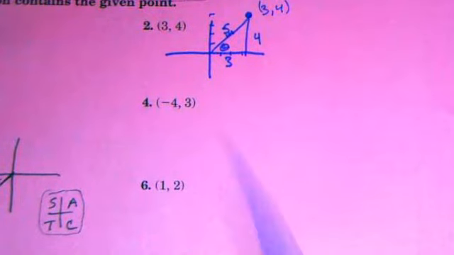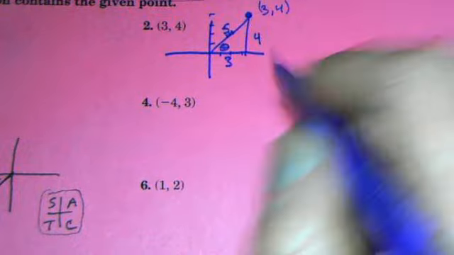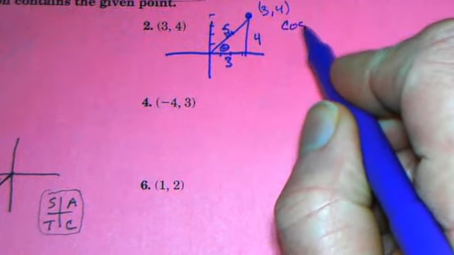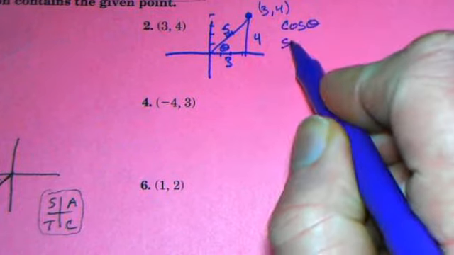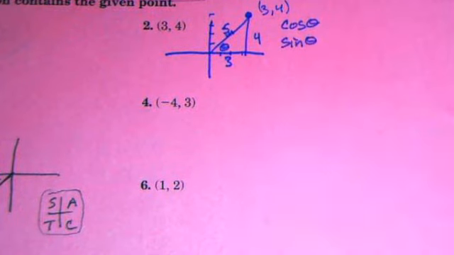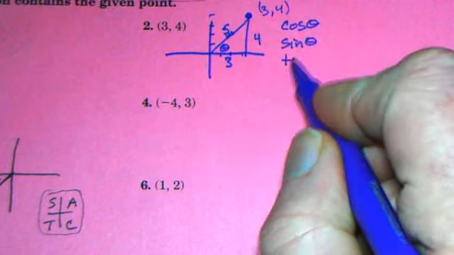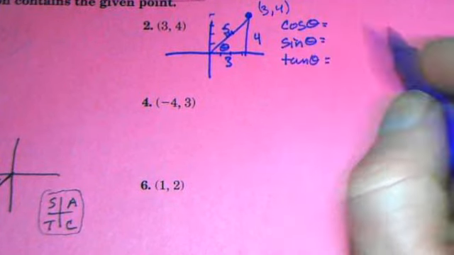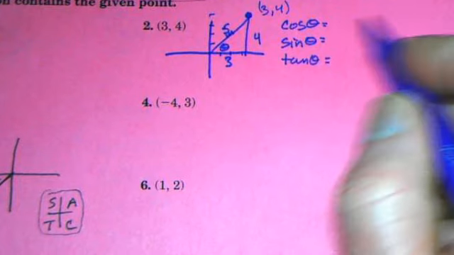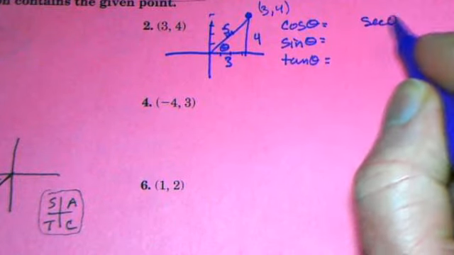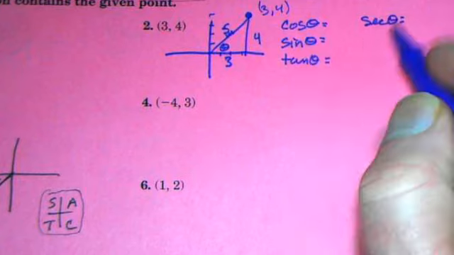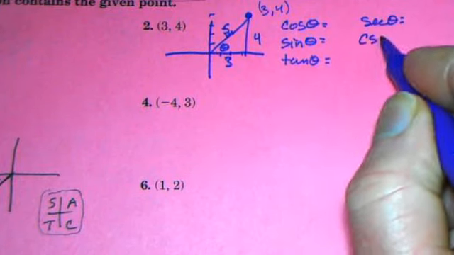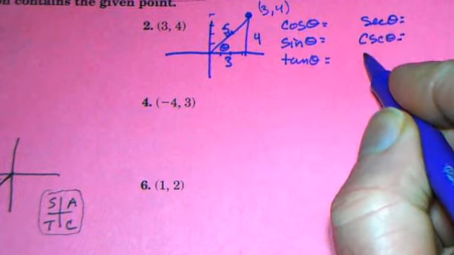So they want us to do the 6 trig functions, so I like to just write all the functions down. So I have cosine theta, sine theta, tangent theta, with equals, and then the cofunctions. Cosine goes with secant, sine goes with cosecant, and tangent goes with cotangent.